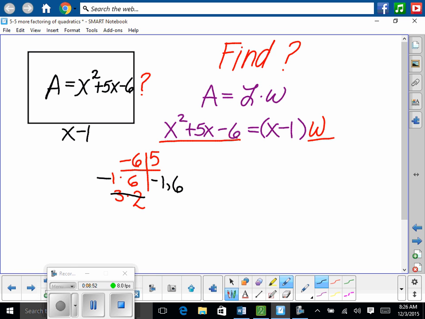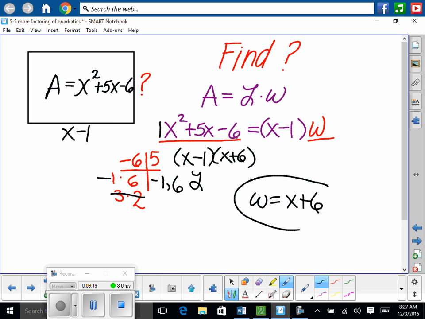Can I quick factor this? Yes, A is equal to 1. So it's going to factor to be x minus 1 times x plus 6. All right, so what do you think the width is? If this is the factored piece of the area, isn't this the length, guys? So what's the width? X plus 6. Very good. So our width is equal to x plus 6. You're awesome. Is everybody good with those problems?